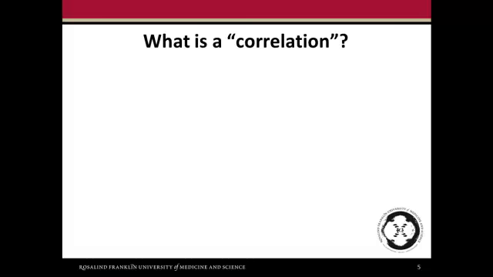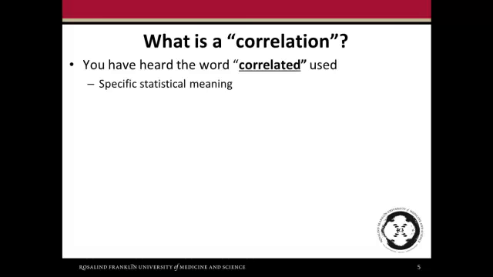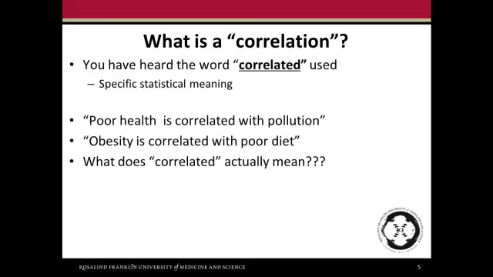So what is a correlation? You've heard this word correlated used a lot, but it actually has a specific statistical meaning. The way that you often hear the word correlated used in everyday speak is something like poor health is correlated with pollution, or obesity is correlated with poor diet. But when we think about what correlated actually means, we're thinking about how these variables are related and how strong the relationship is. So if poor health is correlated with pollution, well, we would expect that if there's more pollution, people would be in worse health. But how strong is that relationship?